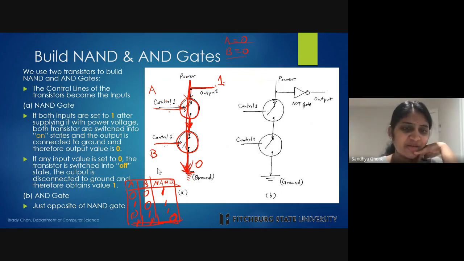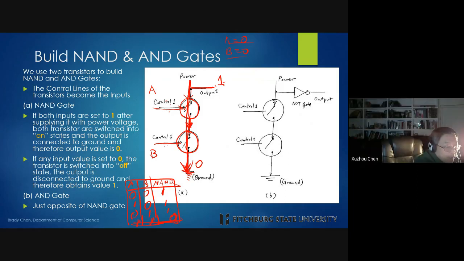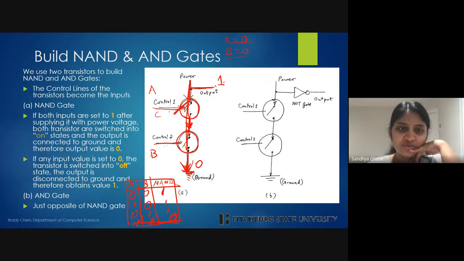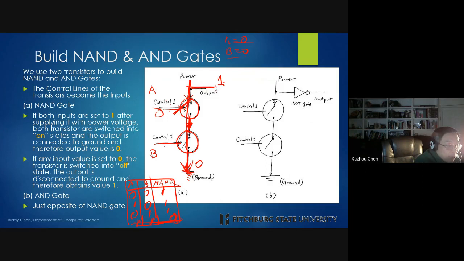Professor, how can we explain if A is 0 and B is 1? A is 0, that means this is disconnected, right? Disconnected. So anyway, the output is always disconnected from the ground, because you have two switches. In order to ground the output, you have to make sure both controls are connected. Both controls are 1, then they are connected. Any control is off, then it's disconnected. You can understand this?